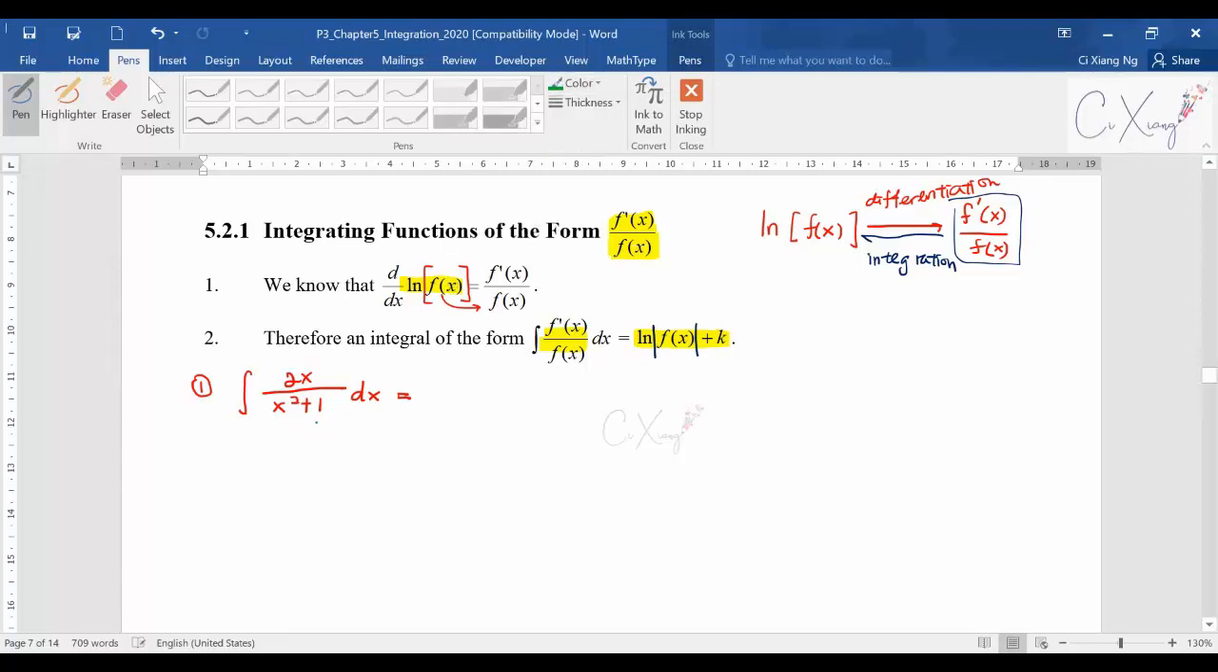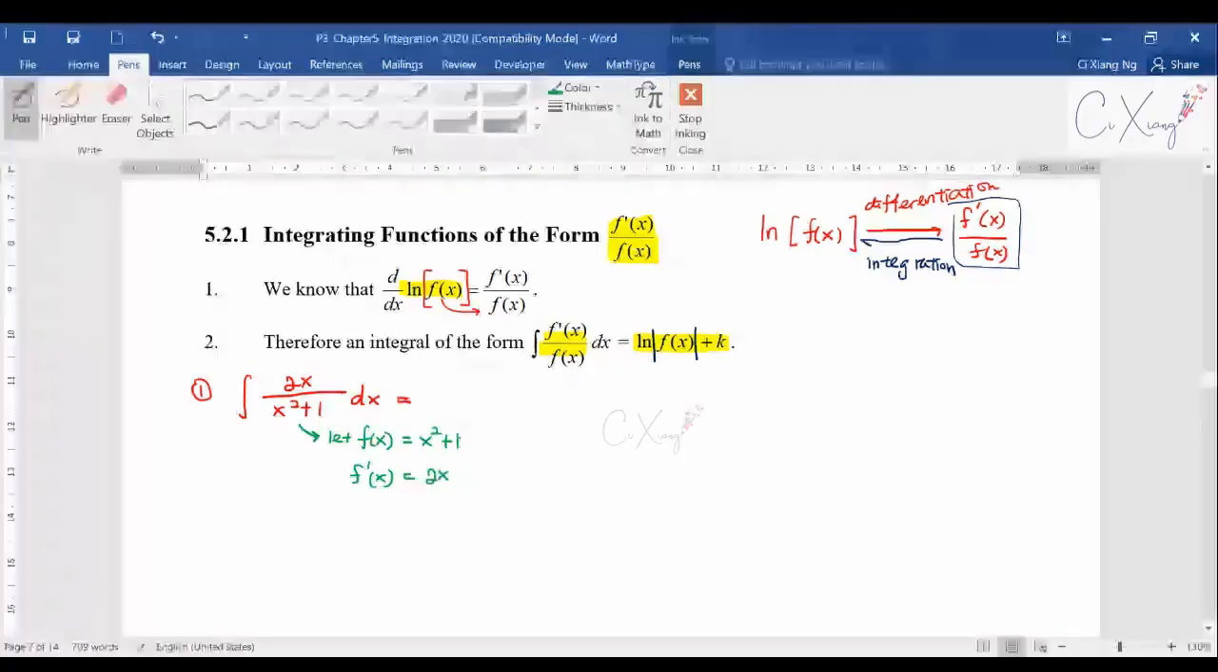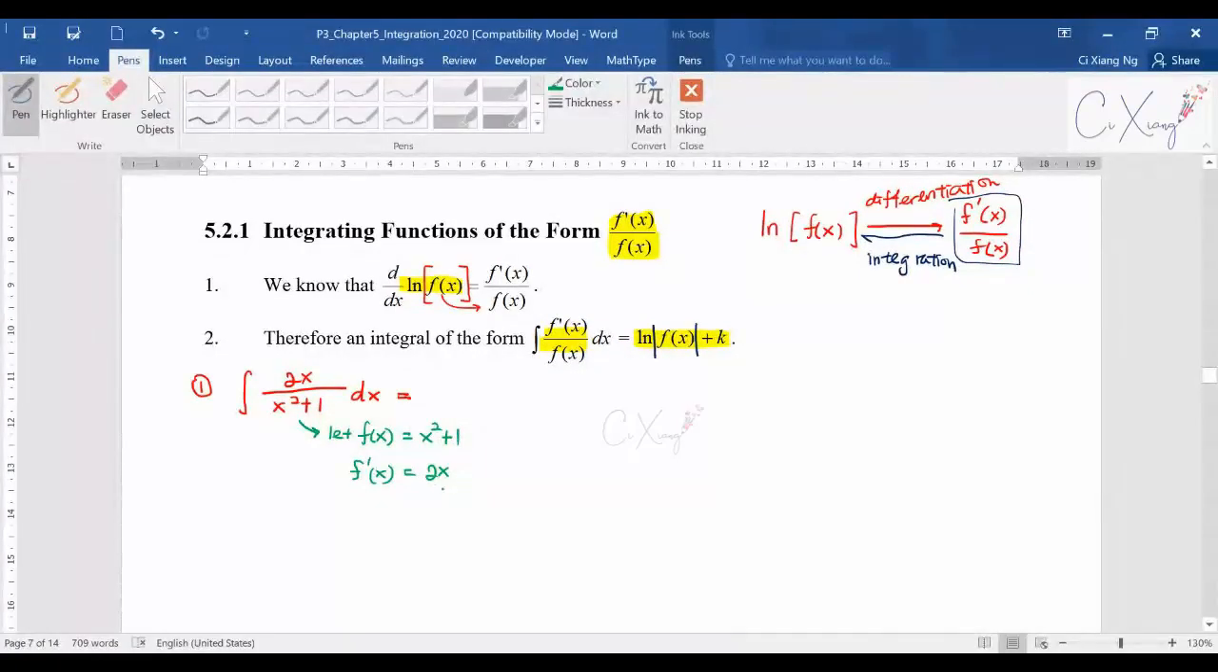This is a fraction, right? Usually when you want to check a pattern, you can let fx equal the denominator, which is x squared plus 1. Then you double check: if you differentiate x squared plus 1, what do you get? Differentiate x squared, you have 2x. Differentiate the 1, you will get 0. So you will have 2x as your f prime x. And therefore, very obvious, if you look at the pattern here, you will see that the expression on top is your f prime x.